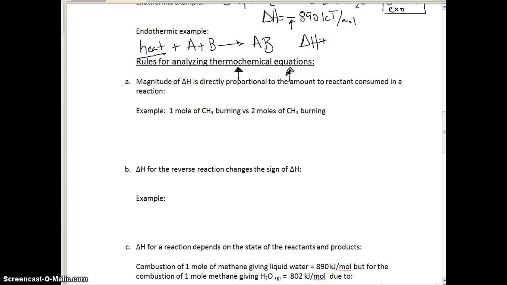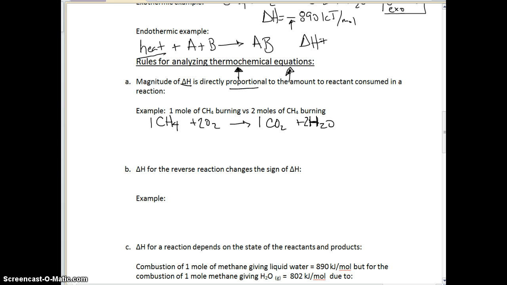The first rule is this: the magnitude of delta H is directly proportional to the amount of reactant being consumed in a reaction. Let's say we take a look at a mole of CH4 burning. We have CH4 burning in oxygen to give us CO2 plus H2O. I'm going to balance this really quickly. One carbon, two hydrogens, we have two, and so we're balanced. We have a mole of CH4, 2 moles of O2, 1 mole of carbon dioxide, 2 moles of water made.